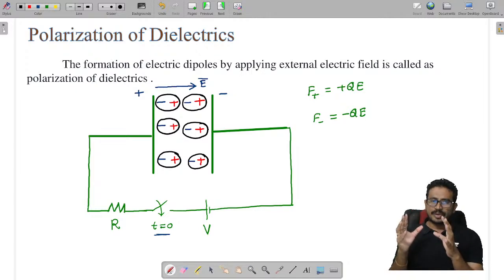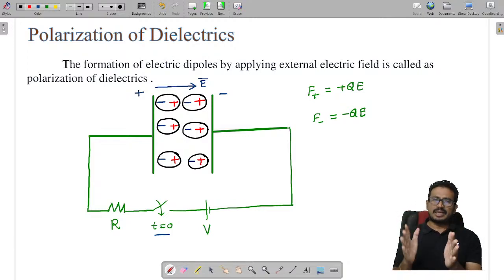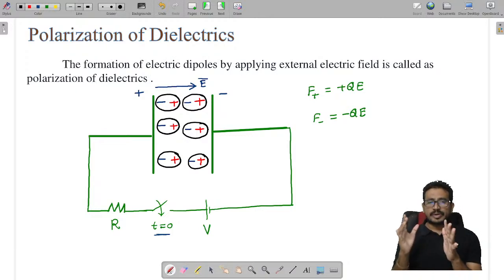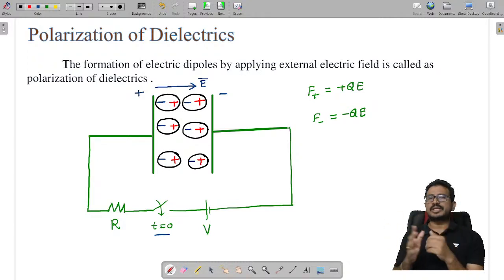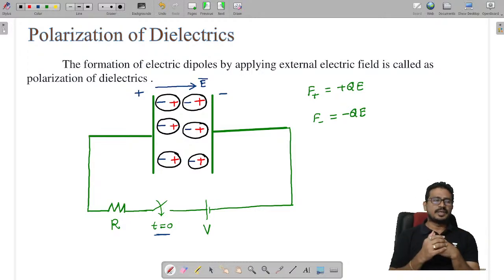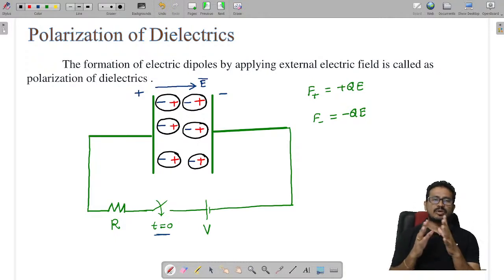So there is a movement of charges from one side to the other side until the electric dipoles are formed. Once the dipoles are formed, there is no further movement of charges. If there is no movement of charges, I can say there is no flow of current.